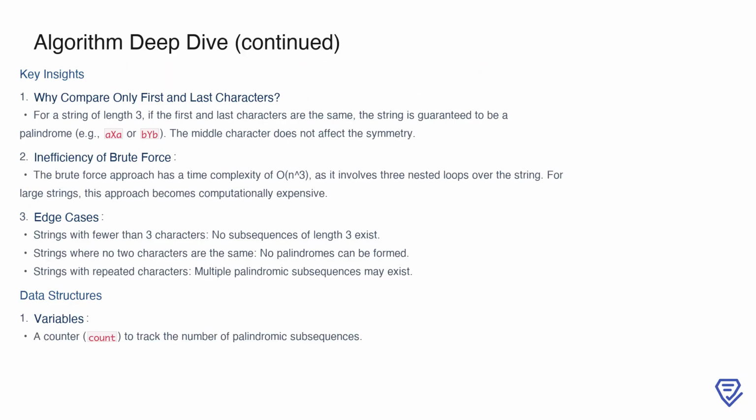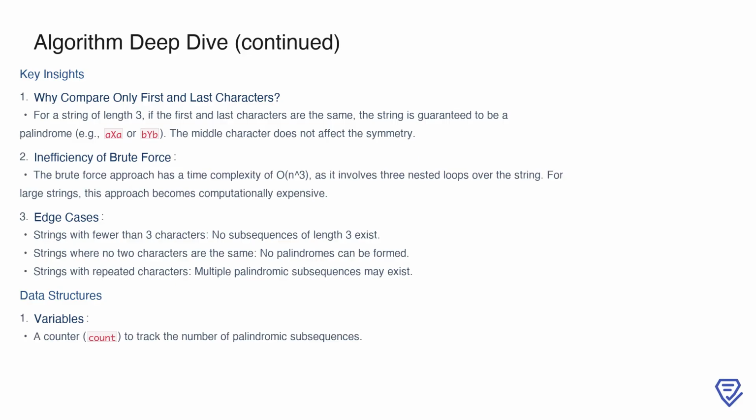There are some key insights that can help us understand the problem better. First, for a subsequence of length 3, we only need to check if the first and last characters are the same to determine if it's a palindrome. This is because the middle character does not affect the symmetry of the sequence. For example, both AXA and BIB are palindromes because their first and last characters match. However, the brute force approach is inefficient. With 3 nested loops, the time complexity is O(n cubed), which quickly becomes impractical as the string length grows.